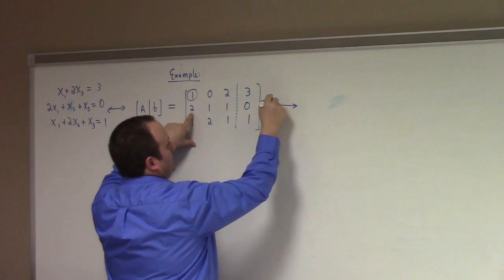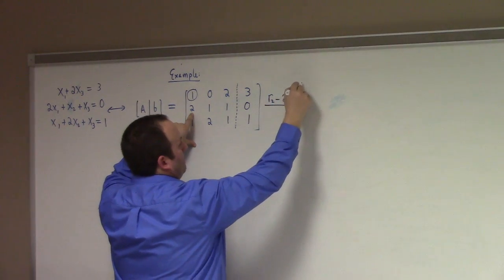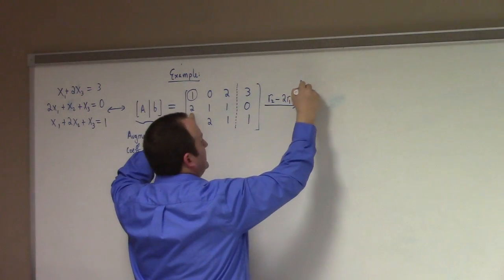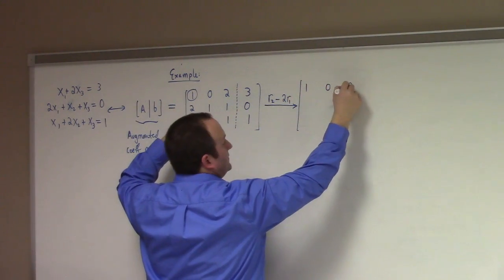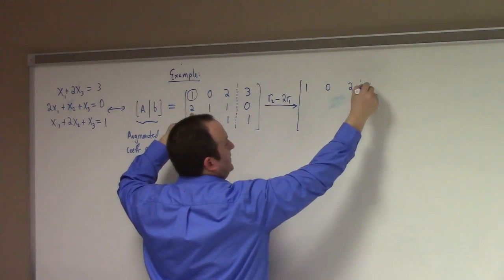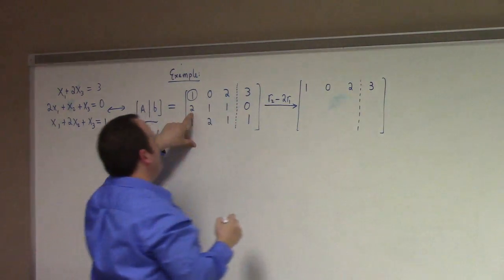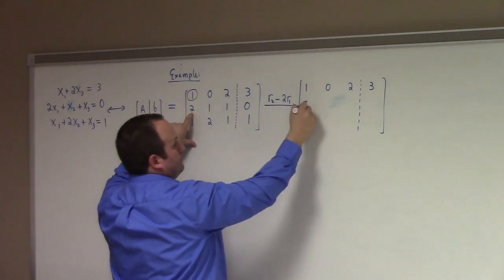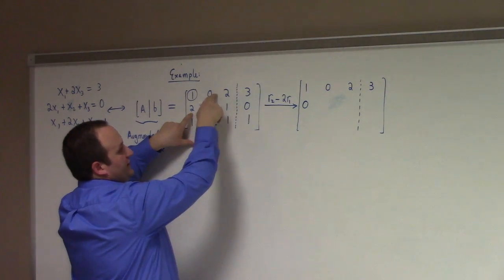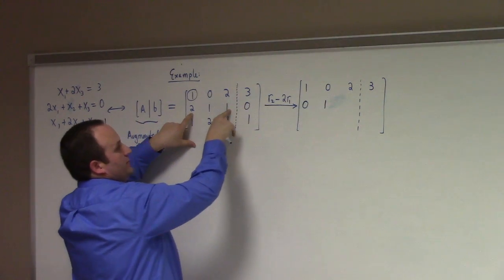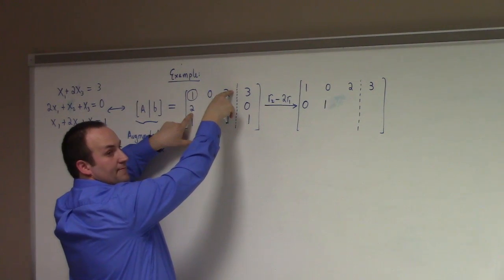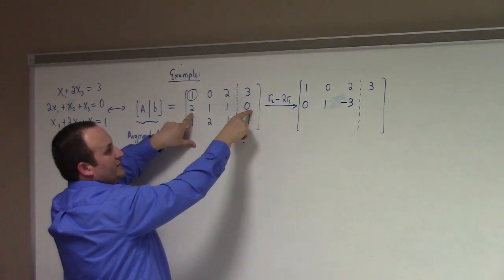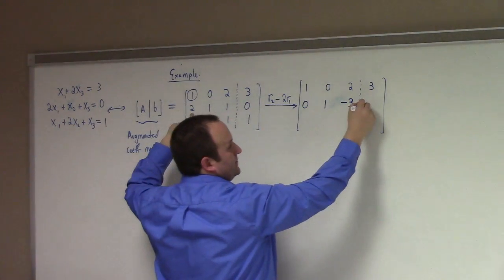I do row 2 minus twice row 1. Right? Now, row 1 is unaltered, so I just write it again: 1, 0, 2, 3. Now then what? Minus twice row 1, so I get 0. 1 minus twice 0 is still 1. 1 minus twice 2 is what? Minus 3, right? And let's see here. 0 minus twice 3 is minus 6. Do you guys agree?